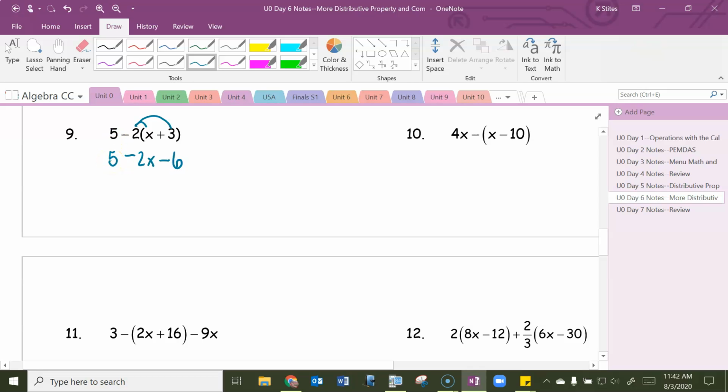Bring down your 5. Your like terms are these guys right here, 5 and minus 6. This negative right here belongs to the 2x. See how it's right in front of it? We're going to put that first. Your like terms are doing 5 minus 6, which is just a negative 1.